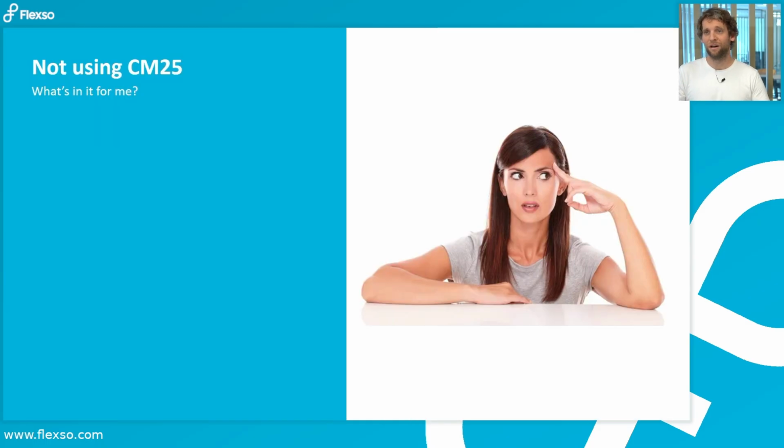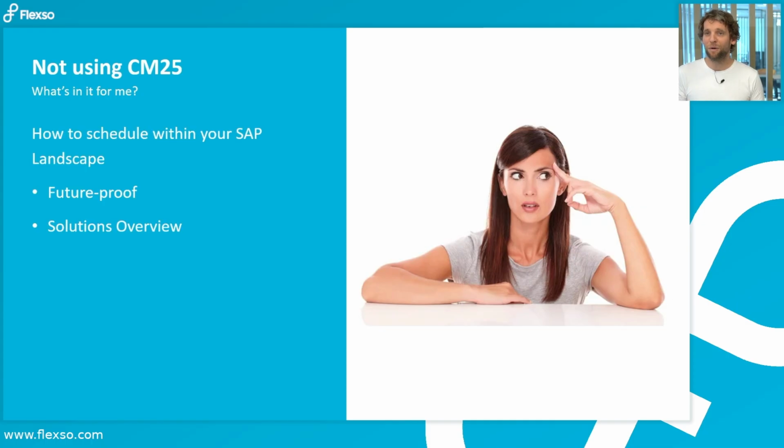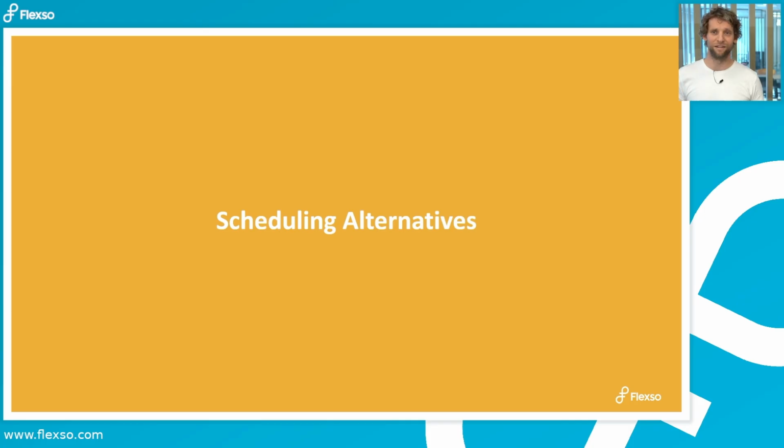Now, maybe there are customers in the webinar who are not using CM25, and they are thinking, so far we've been focusing on that aspect, what's in it for me? From this point, we will not focus on CM25 anymore. We will compare the solutions, but we will mostly discuss the future-proof alternatives for scheduling within the SAP landscape. So if you're looking for scheduling in SAP, all the information that comes next is very relevant for you, even if you are not using the graphical planning table or CM25. Now we will start by giving you an overview of the scheduling alternatives.